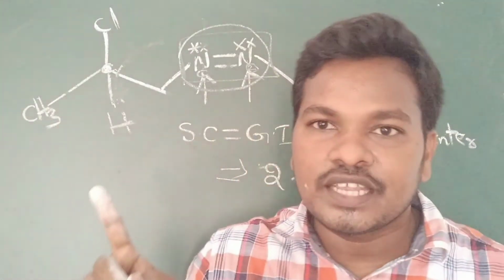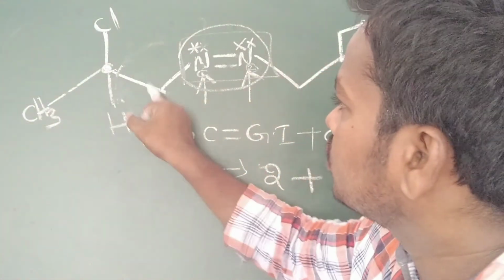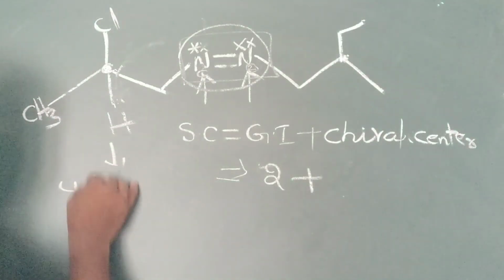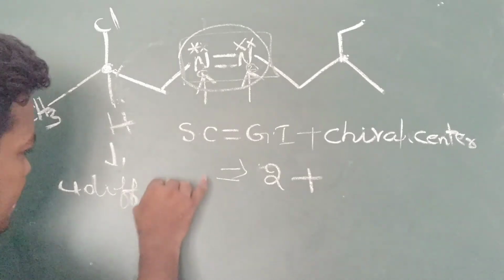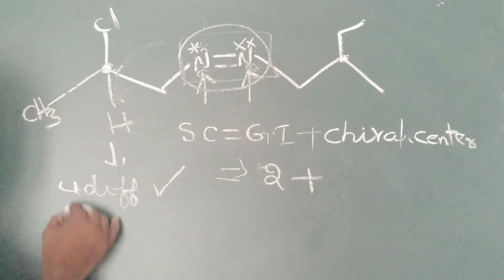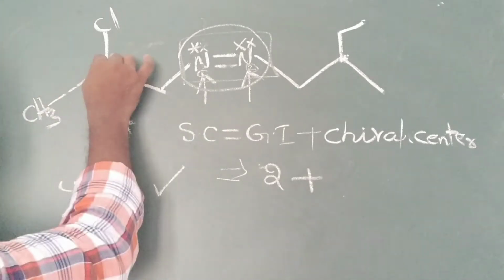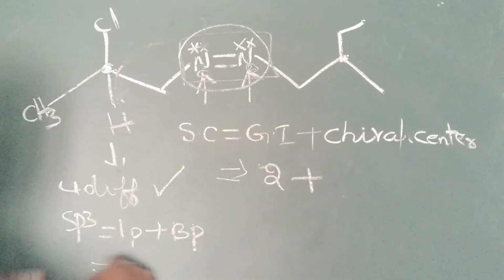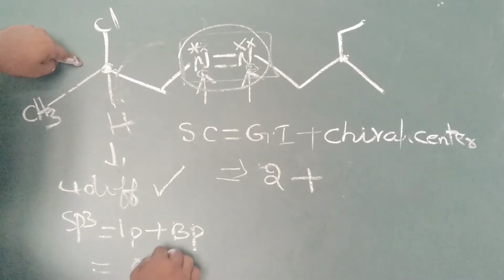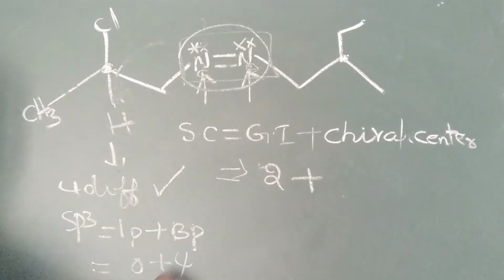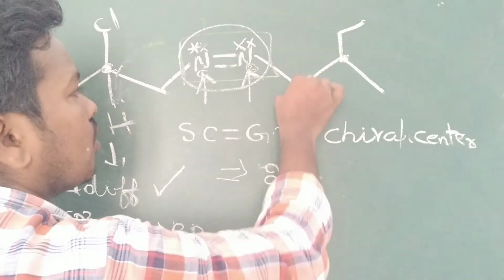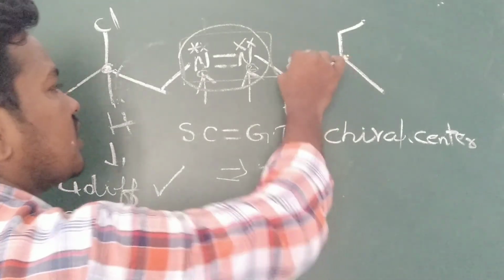Is it showing sp3 hybridization? Of course it is. 1, 2, 3, 4. What is the condition for chiral? 4 different groups. Is it showing 4 different groups? Yes, it is showing 4 different groups. Is it showing sp3 hybridization? This carbon, see, lone pair plus bond pair. Lone pairs on this: 0. Bond pairs: 4. So totally 4. So it satisfies the chiral carbon. This is the one carbon. Now you can see, is this one showing it? No, it is one hydrogen, it is one hydrogen, not it.